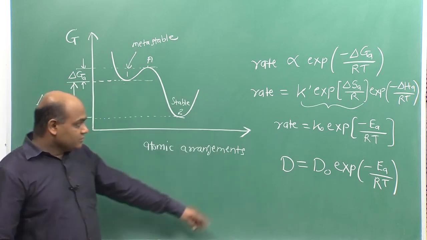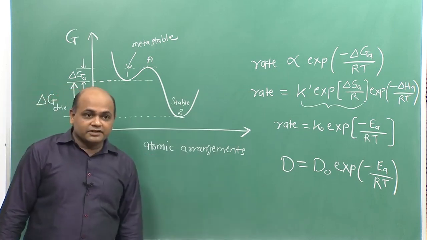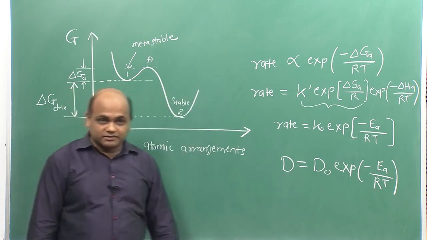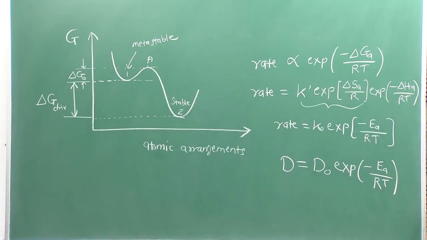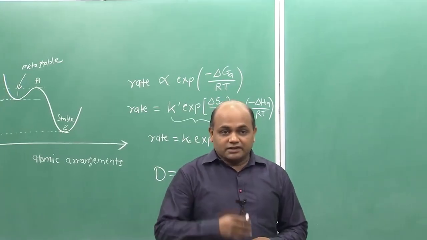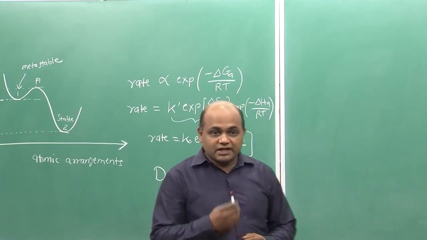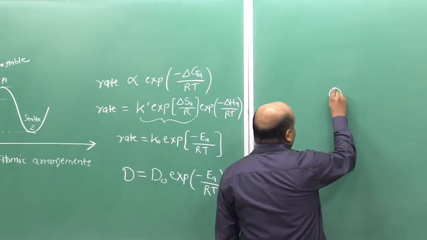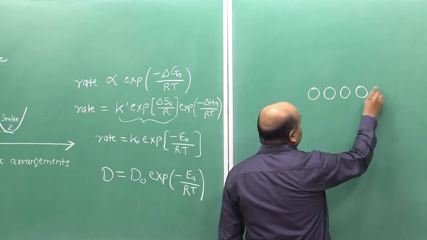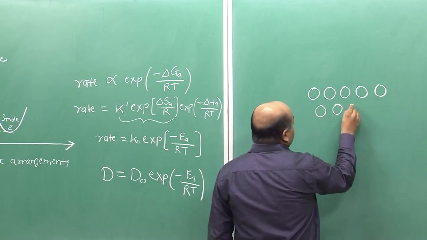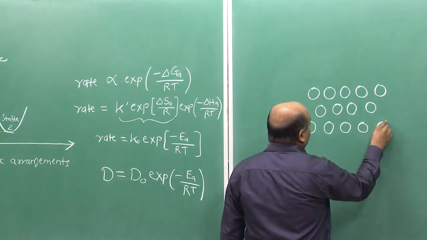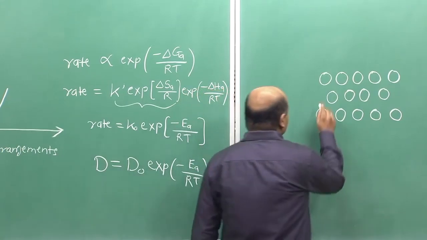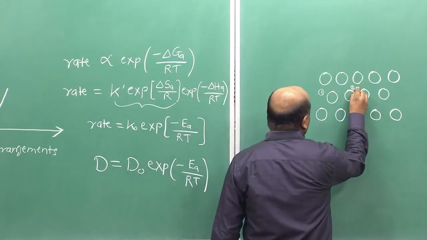So, let us try to see physically the nature of this activation barrier when we talk about diffusion. Particularly, let us take an example of diffusion in solid. So, it is said that the unit step of diffusion in solid is a single atomic jump. So, what is that atomic jump? Let us consider a simple two dimensional arrangement of atoms. Okay. Let us consider these two sides, call it side 1 and side 2.